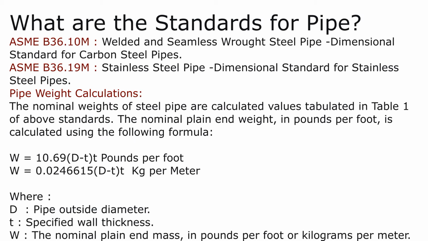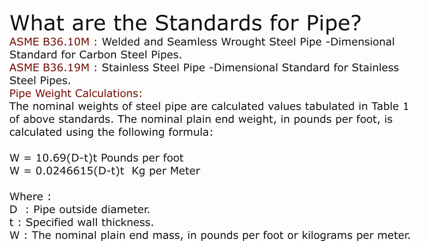What are the standards for pipes? For the dimensional standards for pipes, there are 2 standards available. One is for the simple carbon steel pipes, and the other one is for the stainless steel pipes. ASME B36.10 covers welded and seamless wrought steel pipe. It's a dimensional standard for carbon steel pipe, and it covers a size range of pipes from 1/8 inch to 80 inch.